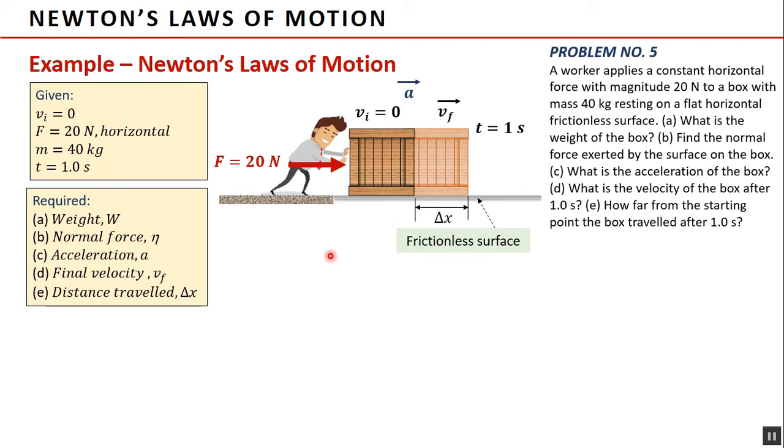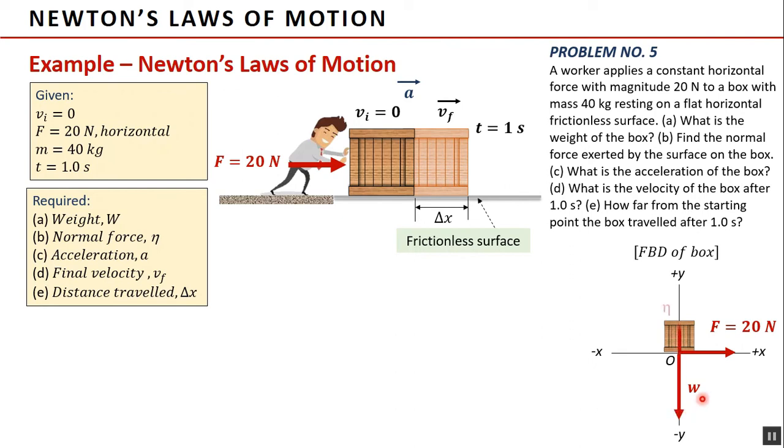Now we translate the situation into free body diagram. Again, we draw x and y axis. Then we indicate the forces acting on the box. These are the force applied by the worker, the weight of the box, and the normal force. Now, let's begin the solution.